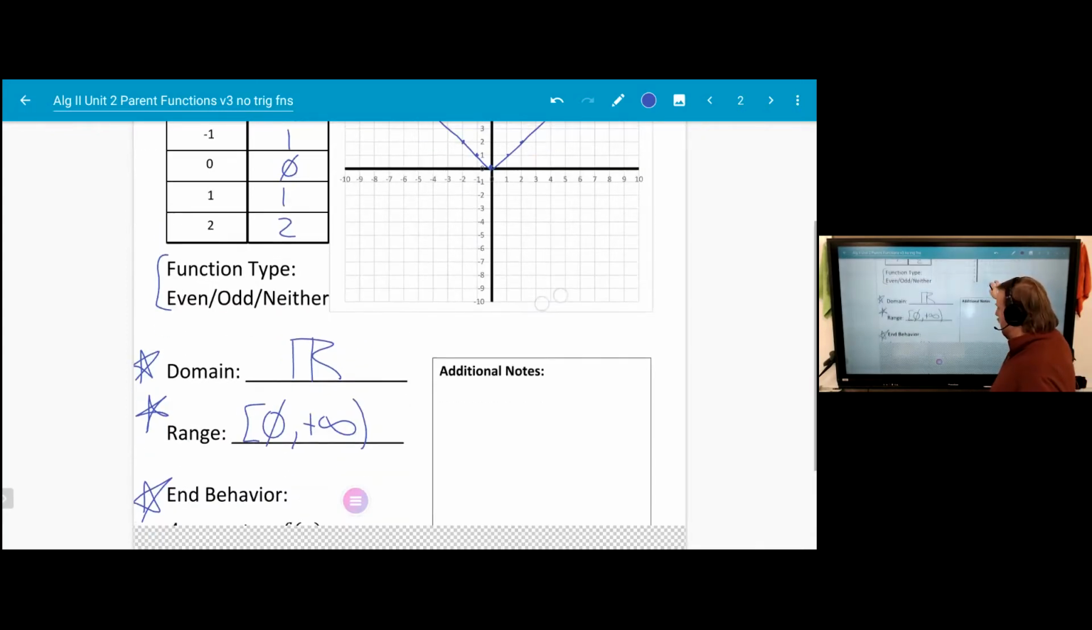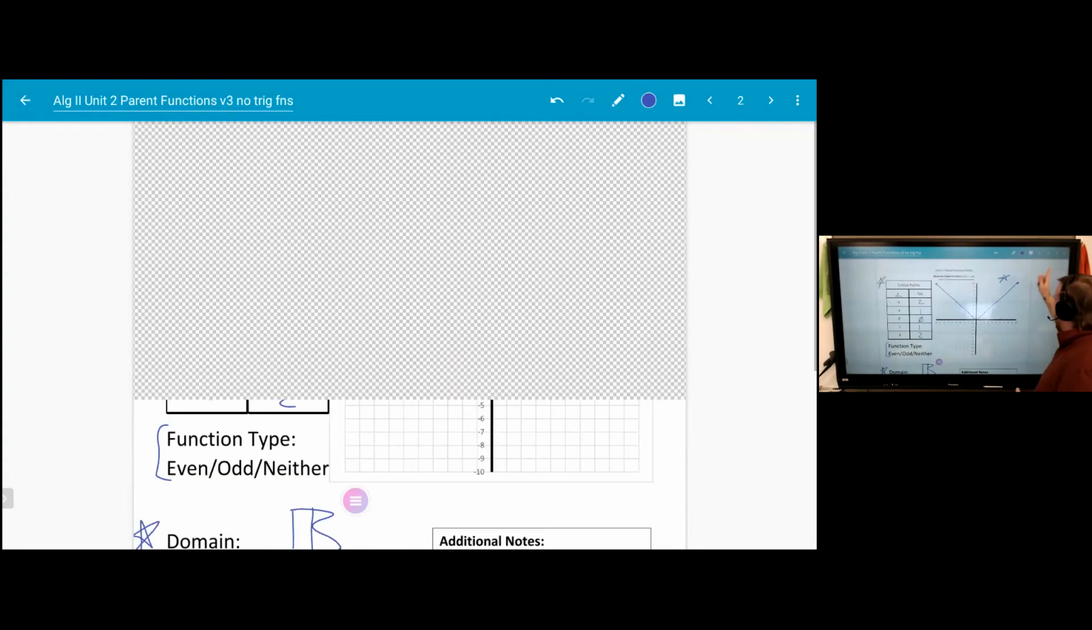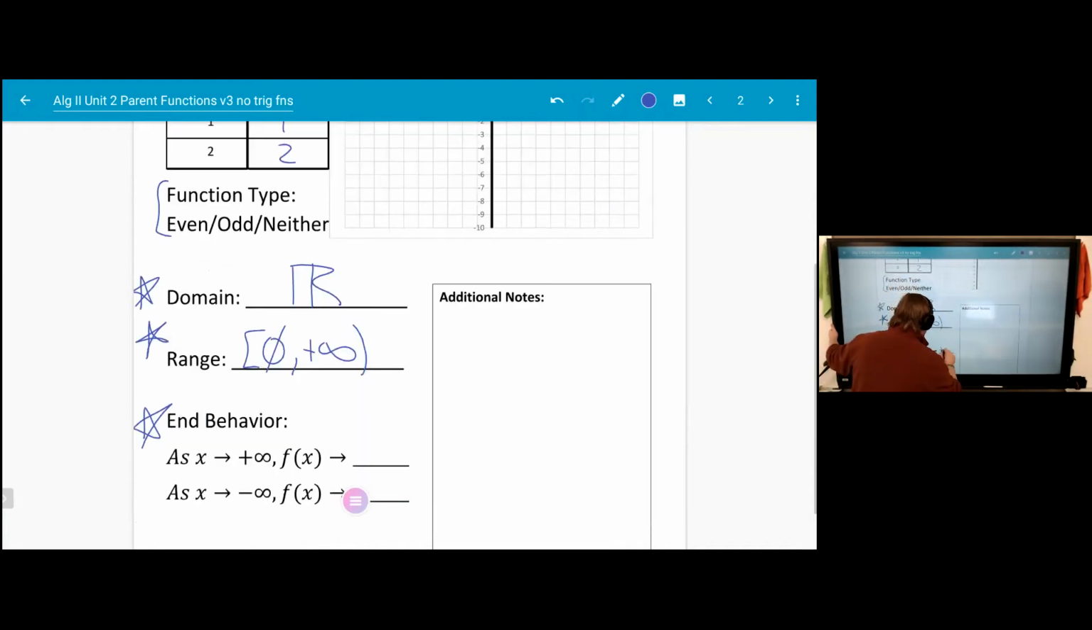End behavior on the right-hand side: if I look on the right, the arrow is pointing up. If I look on the left, the arrow is pointing up. So they're both pointing up. Therefore, my end behaviors are both positive infinity.